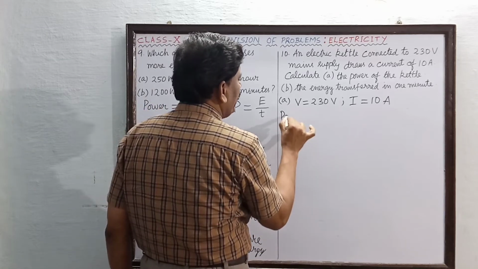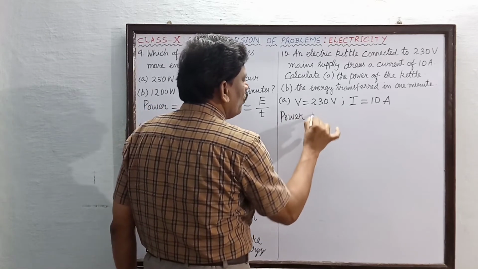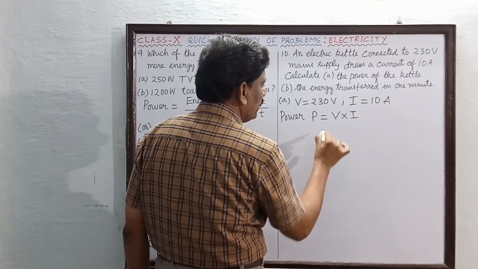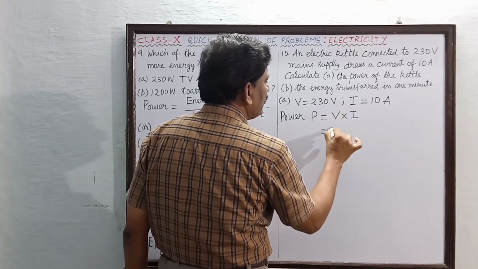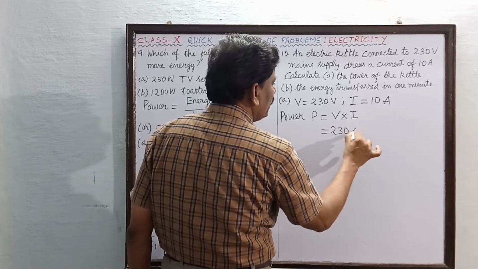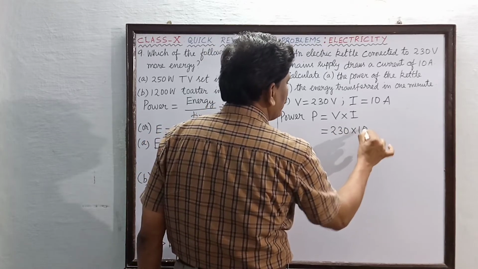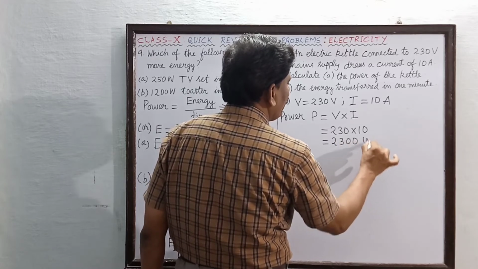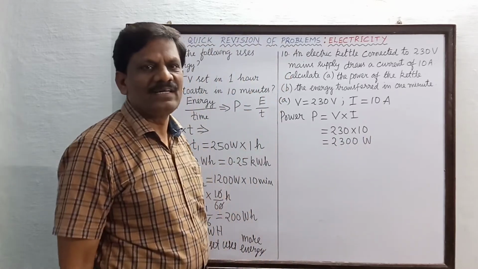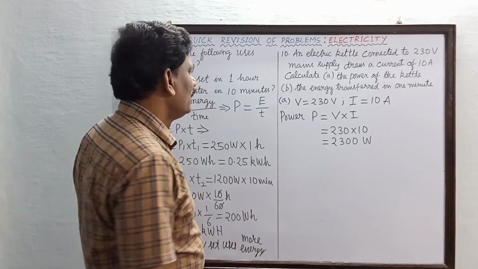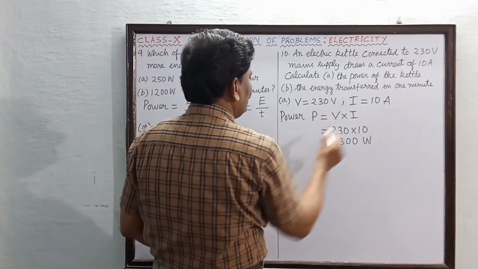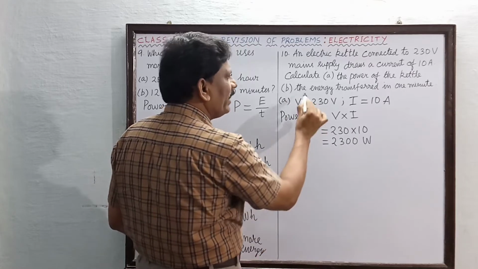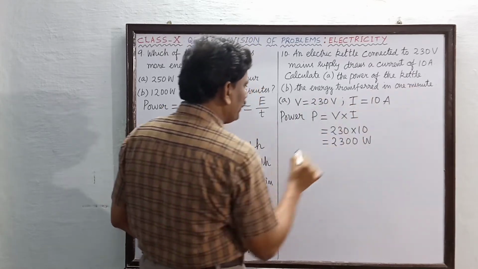So power P is equal to voltage into current. This is equal to voltage 230 multiplied by current 10, so this is equal to 2300 watt. Very simple numbers are given. The power of the kettle we have found. What is the second subdivision? We have to find the energy transferred in 1 minute.